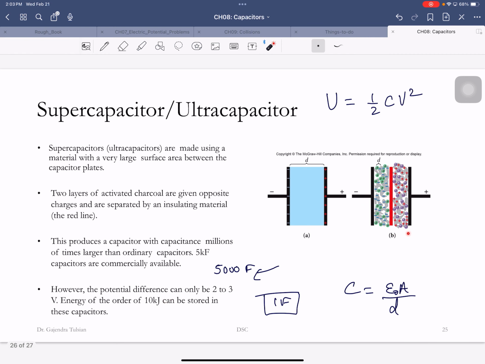What is the good thing about capacitors? It can release the energy at a quick rate. It can release energy very quickly. So if something can release the energy quickly, it can also be charged quickly. So that's the deal.